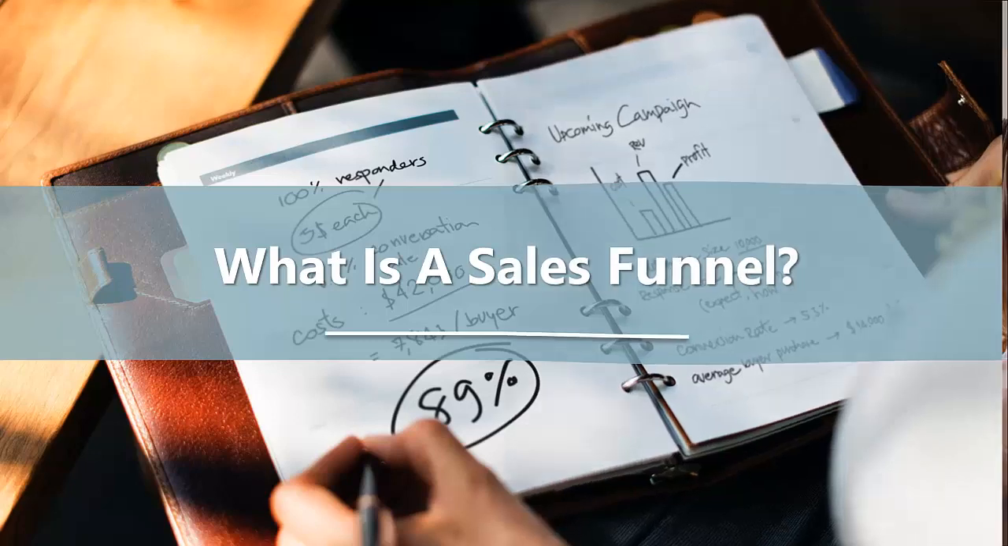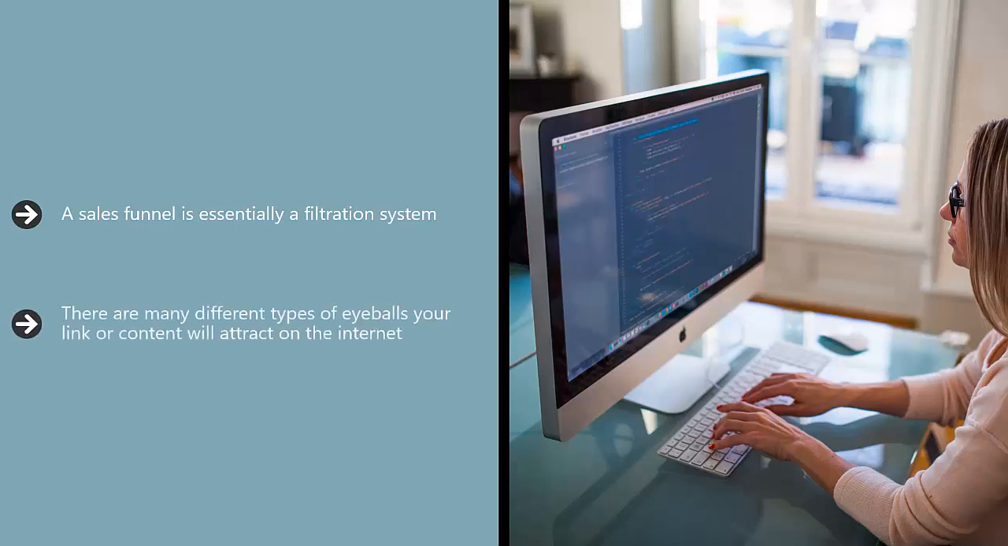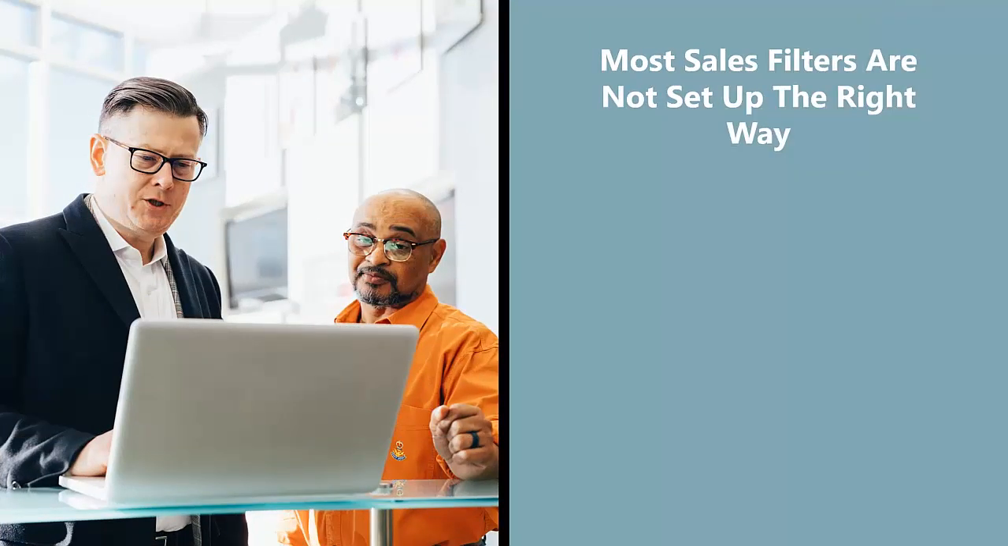What is a sales funnel? A sales funnel is essentially a filtration system. There are many different types of eyeballs your link or content will attract on the internet. Most of these are not interested in buying, at least not right now. Your sales funnel helps you process all these people to maximize the amount of dollars you can get out of them. Most sales funnels are not set up the right way.